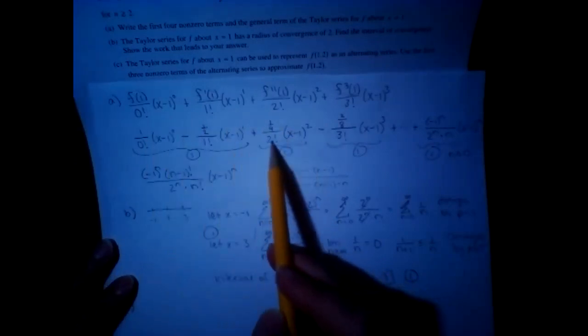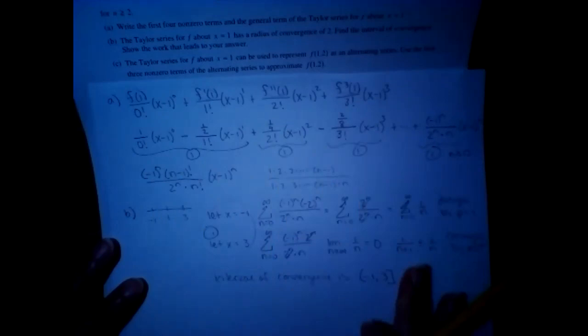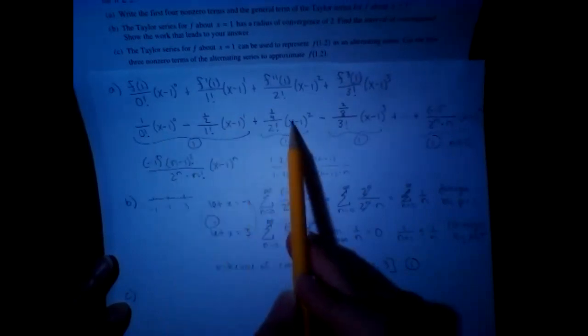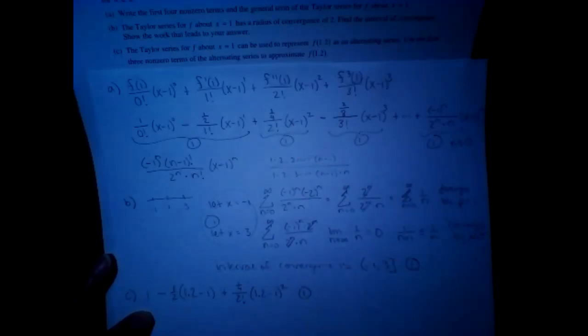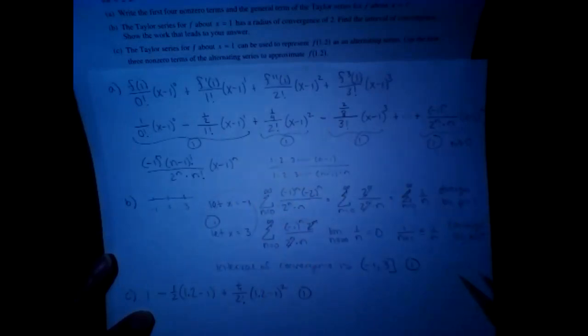And literally all you have to do is plug in 1.2, which is really nice. This is only worth 1 point, but all you have to do is plug in 1.2 to these terms. This first term is just 1. 0 factorial is 1, anything to the 0 power is 1. So that's just 1. Minus, this would be a half, and then we'll have 1.2 minus 1. And then plus, you don't even have to simplify that. I was thinking maybe I'll simplify that down. You don't even need to. All you have to do is plug in 1.2. And that's it. You get a point for that. So just plug in 1.2 to the first 3 terms, and you're good.